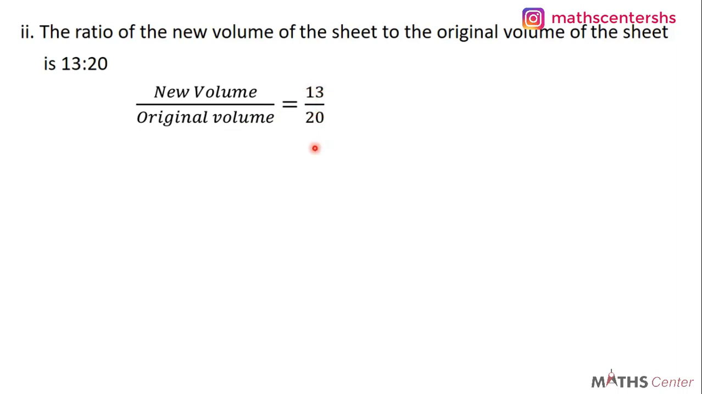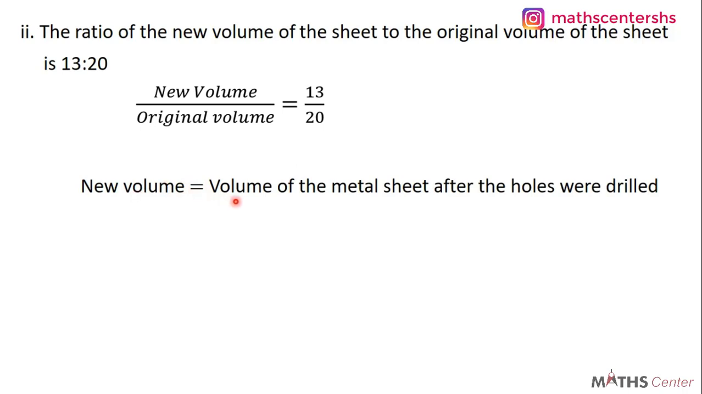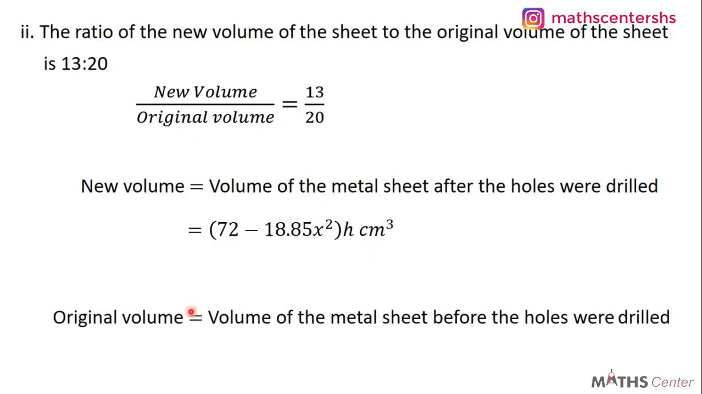But what is the new volume of the sheet? The new volume of the sheet is the volume of the metal sheet after the holes were drilled, and we got (72 minus 18.85 x squared) into bracket h centimeters cube. The original volume of the sheet is the volume of the metal sheet before the holes were drilled. We found out that that is 72h centimeters cube. So this is the new volume and this is the original volume.